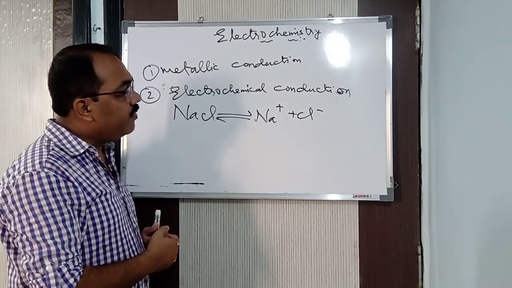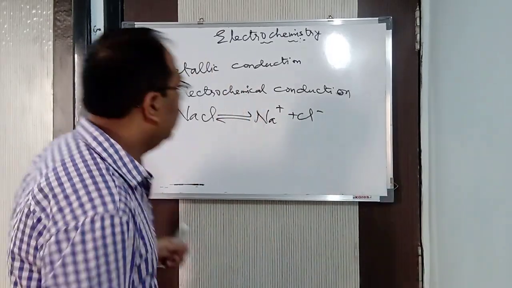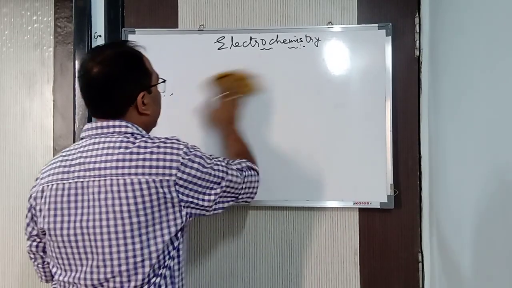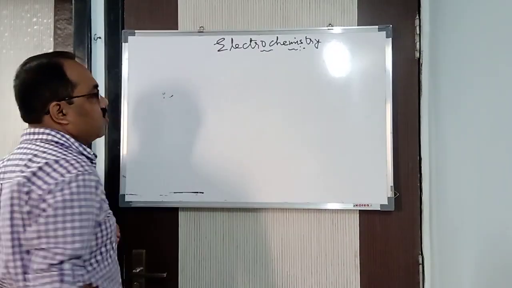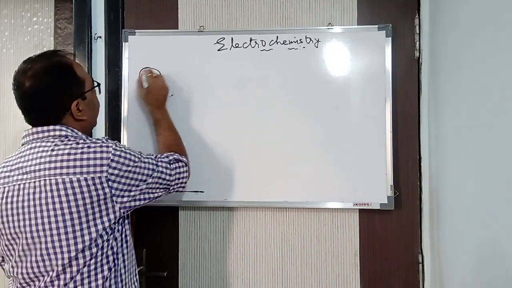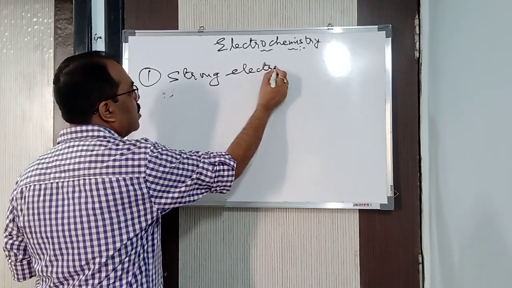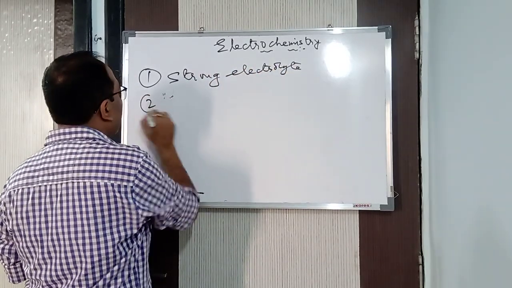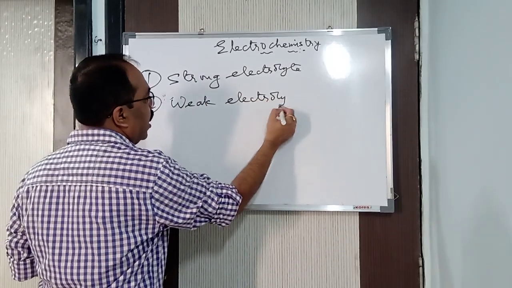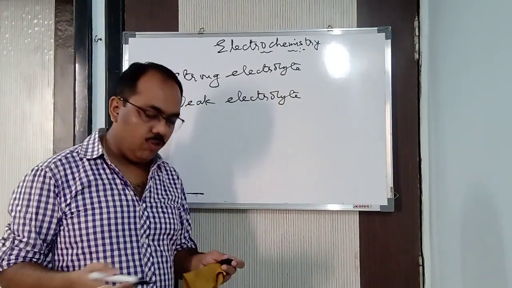Fine. Now after that, based upon this, we are having 2 types of electrolyte. Because for electrolytic conduction or for electrochemistry, rather, I should say in one word, we want electrolytes. Got it? We are having strong electrolyte and weak electrolyte. Of course, non-electrolyte is there, but that is of no use to us.